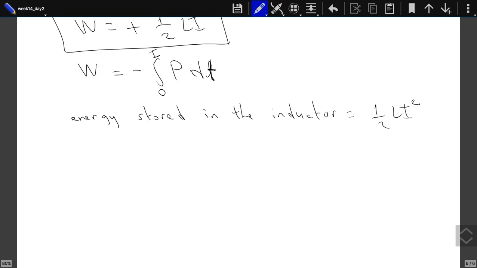It is doing work. The work that the inductor does is minus 1 over 2 L I squared. But the energy stored is the work that you have done on the inductor, or the battery has done in this case on the inductor.